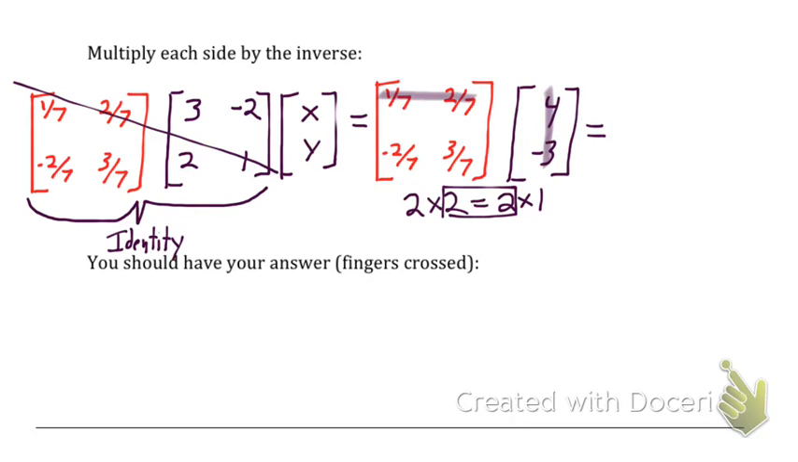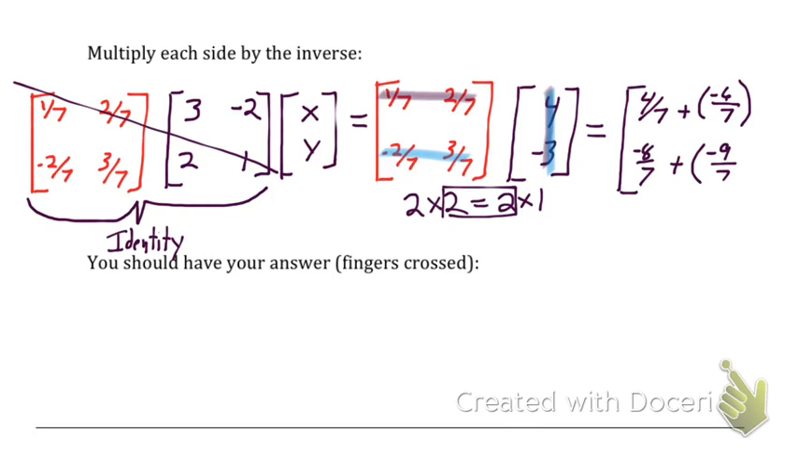Our answer should be a 2 by 1. So we're going to have 1/7 times 4, which is 4/7, plus 3 times a negative 2, so that's going to be a negative 6/7. On the bottom, what color? Light blue, I guess. We're going to do negative 2 times 4, which is a negative 8/7. And we're going to add a negative 3 times a 3, which is negative 9/7.